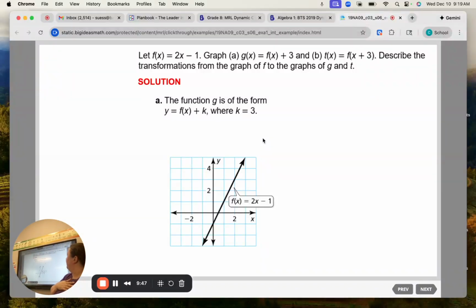So the first one, f of x plus 3, is that going to be a vertical translation or a horizontal translation? Vertical, excellent, because it's on the outside of the parentheses. So we're just going up 3. So from here, you see your y-intercept is at -1? Yeah. We're going to go up how many? 3. So 1, 2, 3. So put a dot here. And what was my slope?